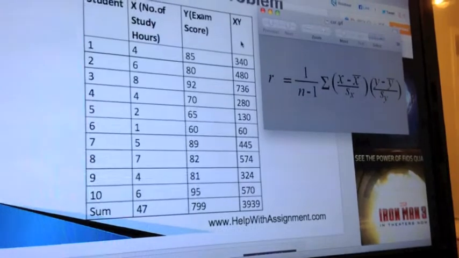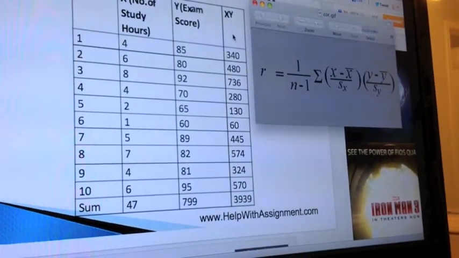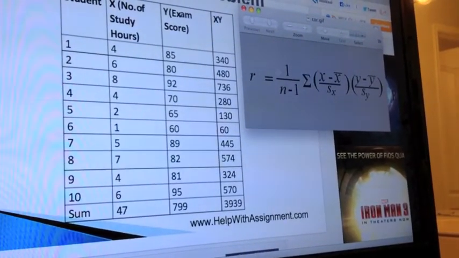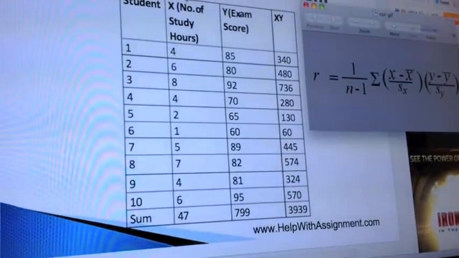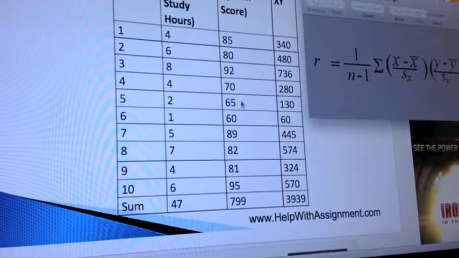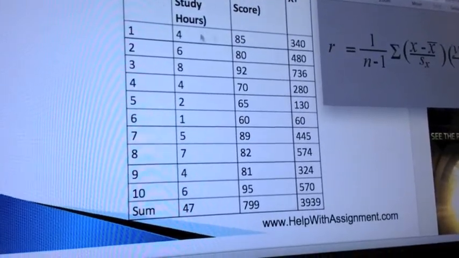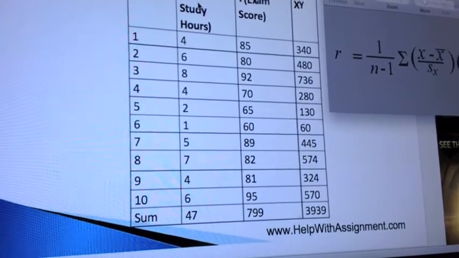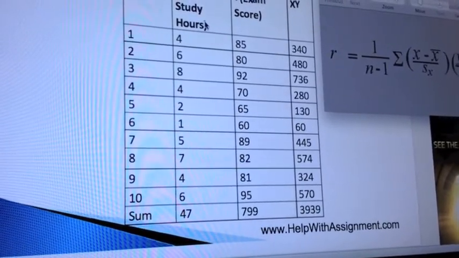Okay, so to do an example problem of correlation, since correlation measures the direction and strength of the linear relationship, we have the formula right here, and so basically these are the students. We have 10 students, and this is X, the number of hours they study, and this is Y, the exam scores that they received. So basically we're trying to find the correlation: if they study X amount of hours, do they benefit from studying those hours, and do their grades improve as they study more?